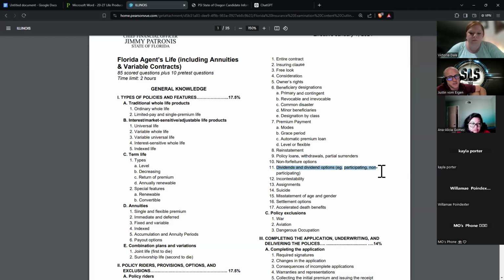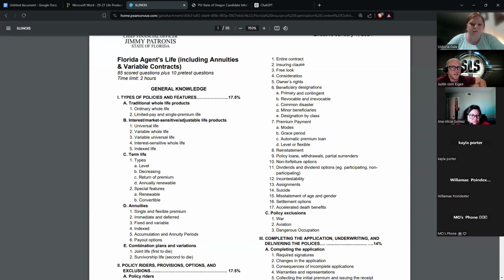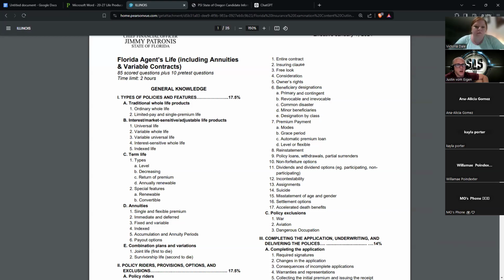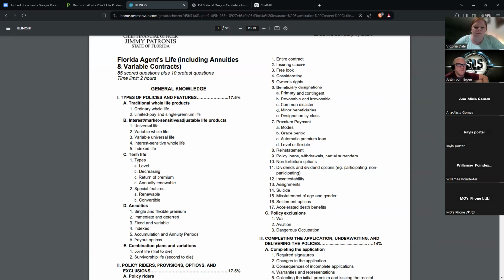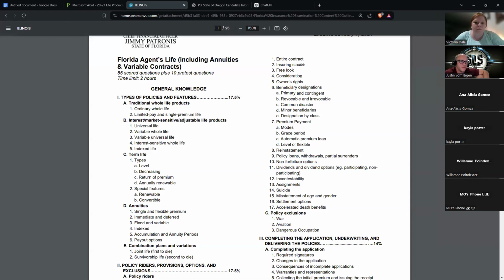Dividends and dividend options. So dividends are earned in a participating life insurance policy. You guys know how in a stock company, people who own stock own that company. In a mutual life insurance company, the policyholders own the company. So in a stock company, the stockholders earn profits. In a mutual company, the policyholders earn profits because they're the ones who own the company. Those profits are distributed in dividends. It's called dividends. It's excess earnings of the company.